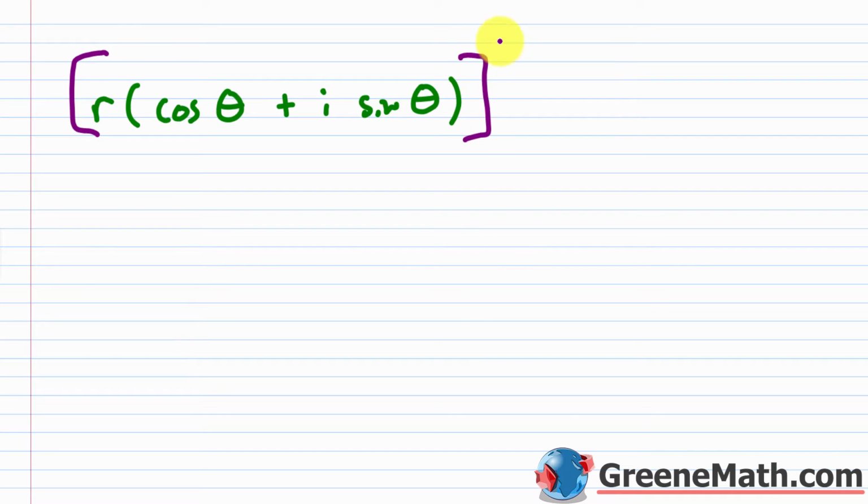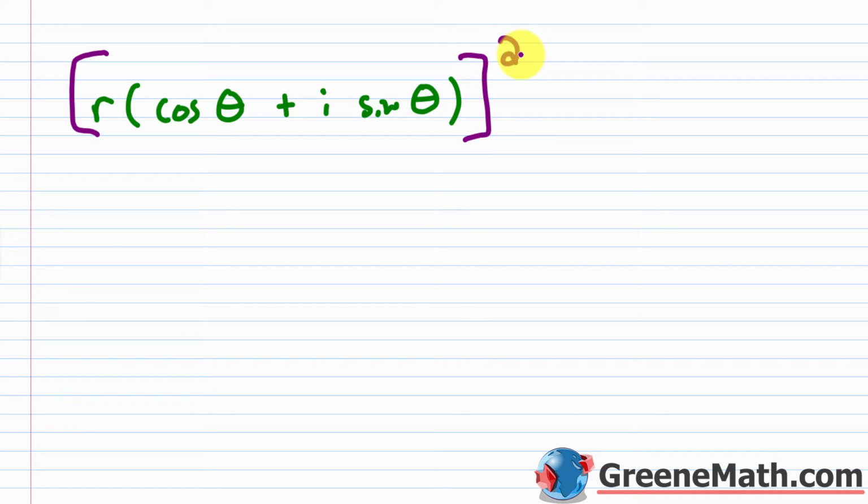So I'm just going to write r times the quantity cosine of theta plus i times the sine of theta. Remember, when we talk about r, that's the absolute value of the complex number. When we talk about theta, it's referred to as an argument. If you think about the complex number as a vector, it's going to be the direction angle. So let's say that I wanted to raise this to the second power.